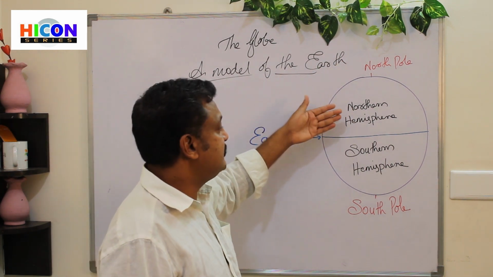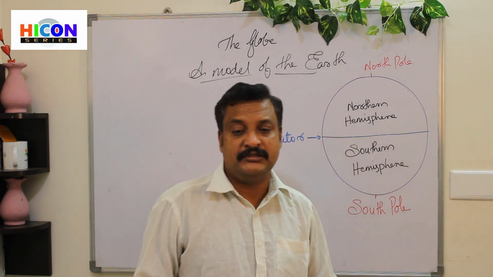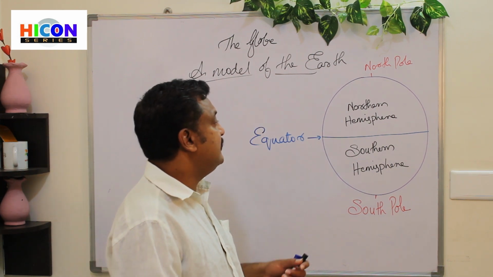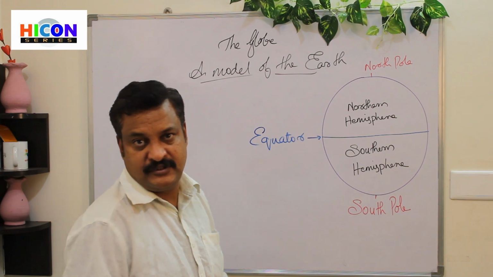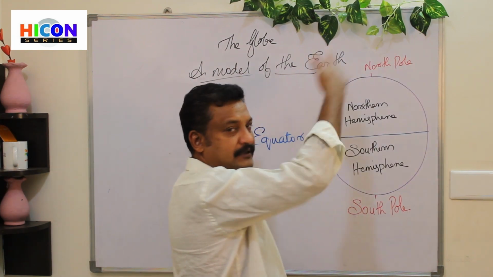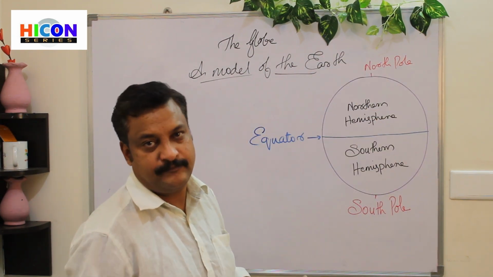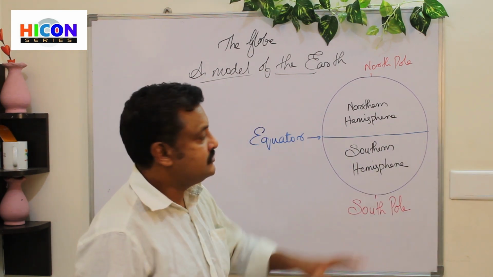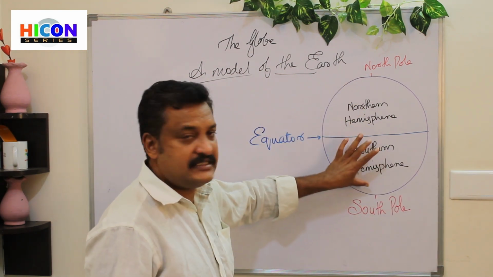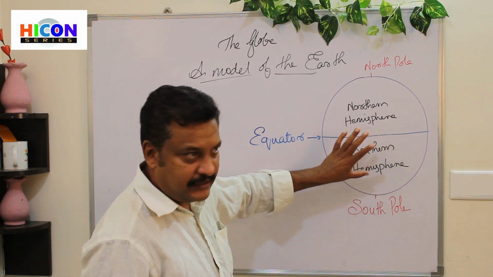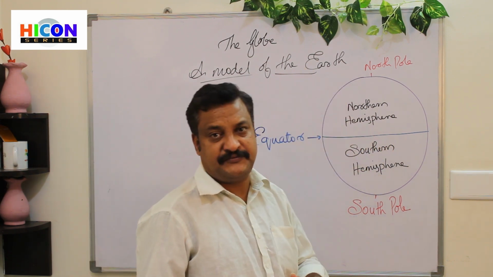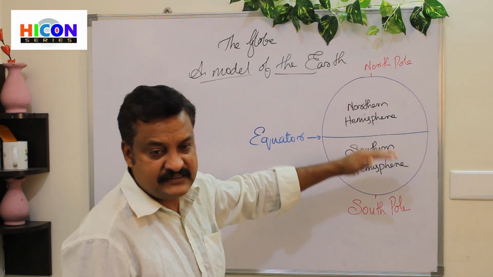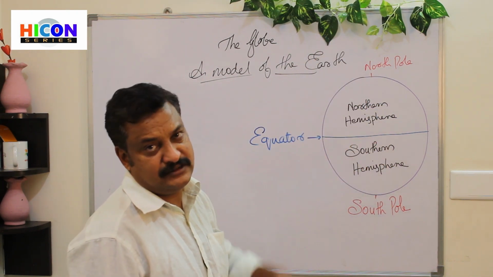The part of the Earth to the south of the equator is called the southern hemisphere. Hemisphere means half of a sphere. So the entire Earth is a spherical shape, right? So it's a sphere. So it is half. Okay? So this is a half, this is another half, the second half. That's why they are known as a hemisphere. So the northern part is called the northern hemisphere and the southern part is called the southern hemisphere.